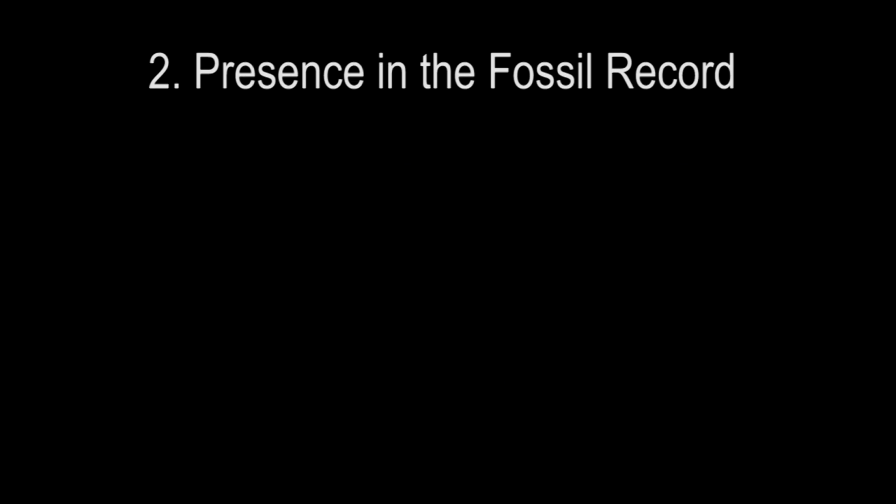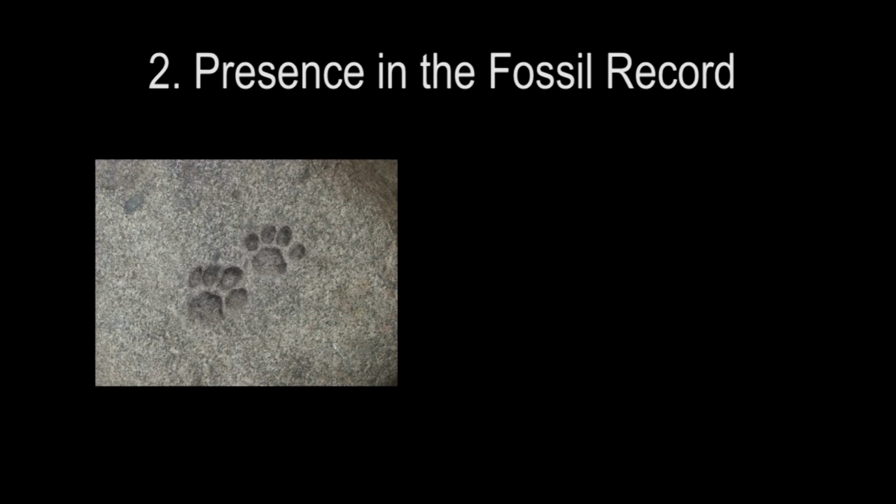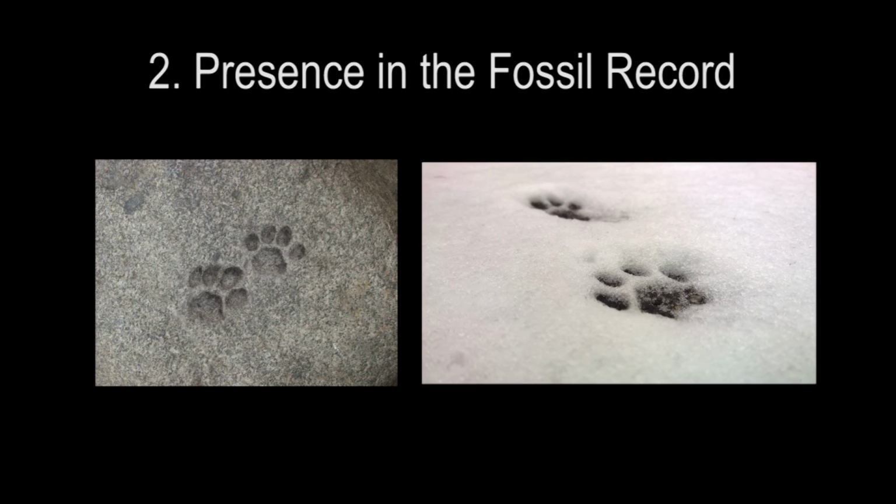The second criterion for homology is a presence in the fossil record. While we may not think that we can find evidence of behavior in fossils, fossilized footprints give us some indication of an animal's behavior. For instance, if we were lucky enough to find footprints of a feline ancestor stalking prey, we could compare the pattern of tracks to the tracks of currently living cat species in order to examine the homology of this behavior through a fossil record.